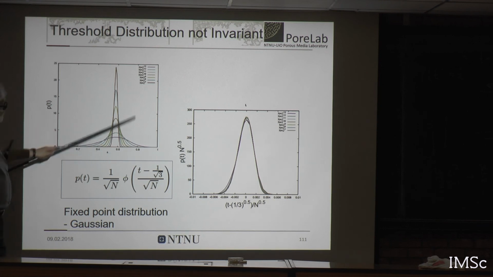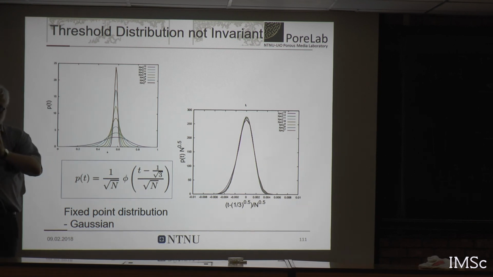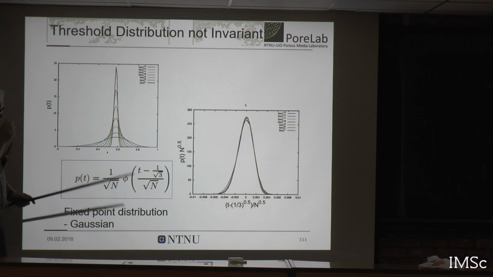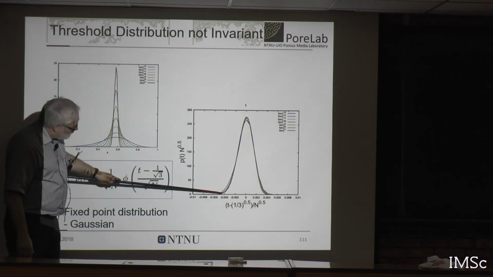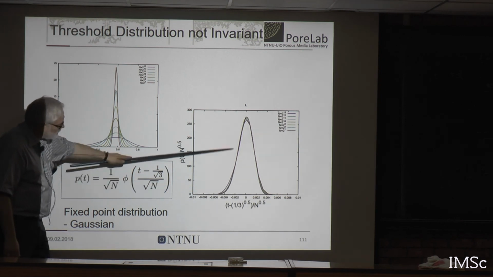what happens? You start with 2 to the 13 fibers, and you start out with a distribution like this, for example, or you start with a flat distribution or whatever. And then you start iterating. And now these threshold distributions are not fixed point distributions, they evolve. And what you can see is that it narrows. For each time, it narrows down. And starting from a flat distribution, it ends up with a Gaussian.